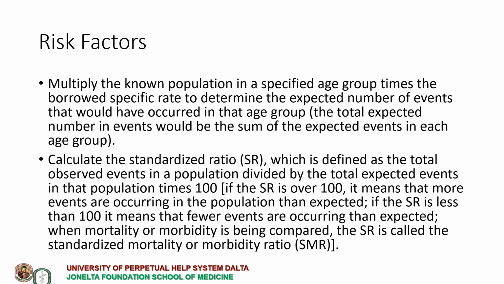If the SR is over 100, it means that more events are occurring in the population than expected. If the SR is less than 100, it means that fewer events are occurring than expected. So when mortality or morbidity is being compared, the SR is called the standardized mortality or morbidity ratio.